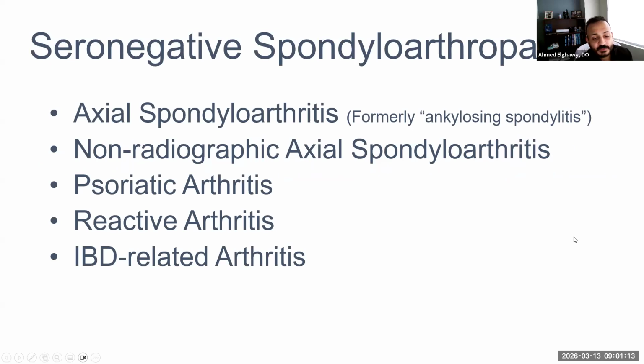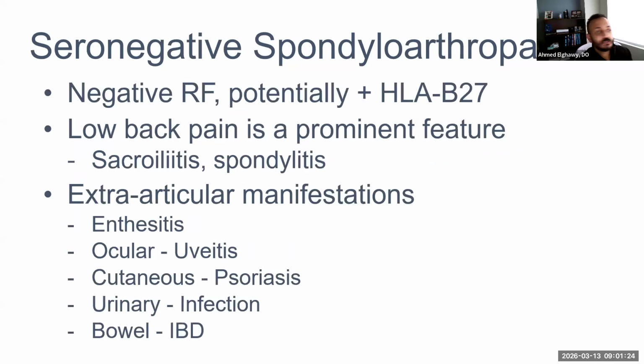Psoriatic arthritis with psoriatic plaques and nail changes, reactive arthritis shortly after infections, and then inflammatory bowel disease related arthritis when they have Crohn's or ulcerative colitis, but it is extended past their bowels. So typically these patients have a negative rheumatoid factor. They may have a positive HLA-B27. That is not diagnostic, but it can be associated with these diseases.